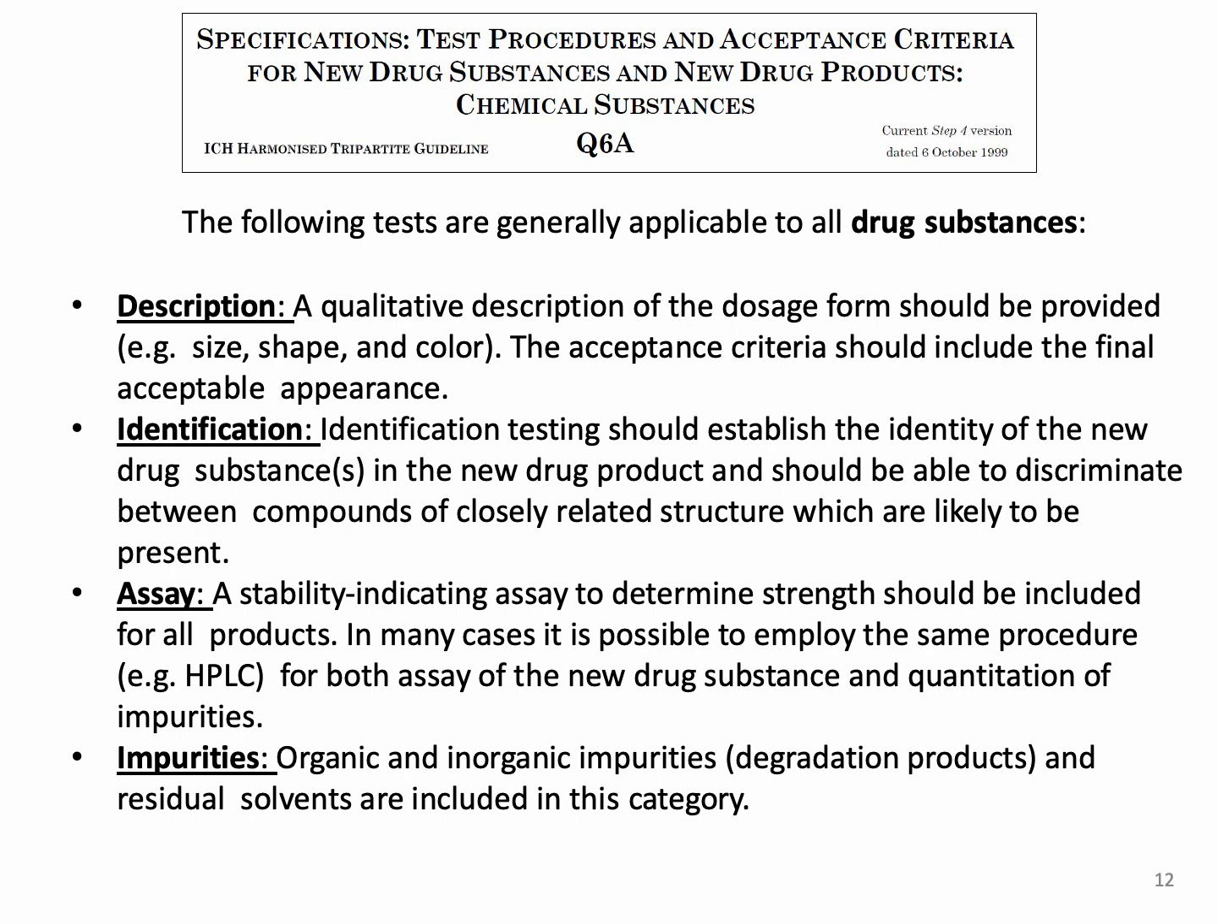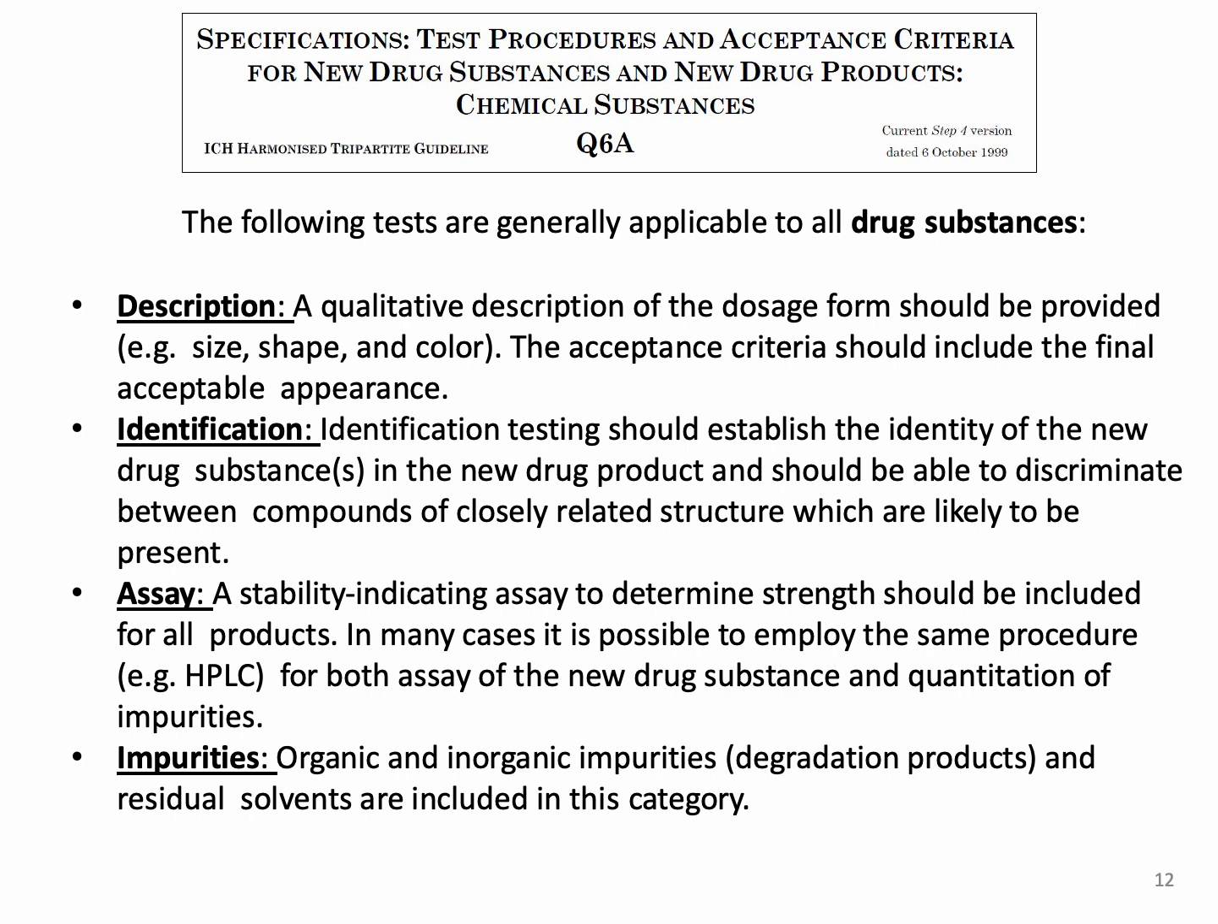We can also talk about the assay, which is a stability indicating assay to determine strength that should be included for all products. In many cases, it's possible to employ the same procedure, like HPLC, for both assays of the new drug substance and quantitation of impurities. And impurities, these are organic and inorganic impurities. It can also be the results of degradation of the products, and residual solvents are included in this category.